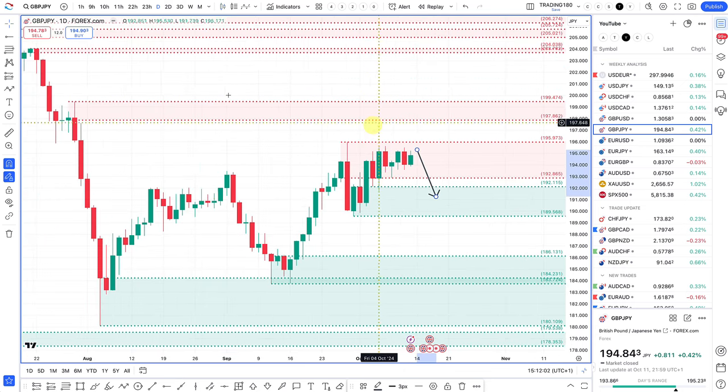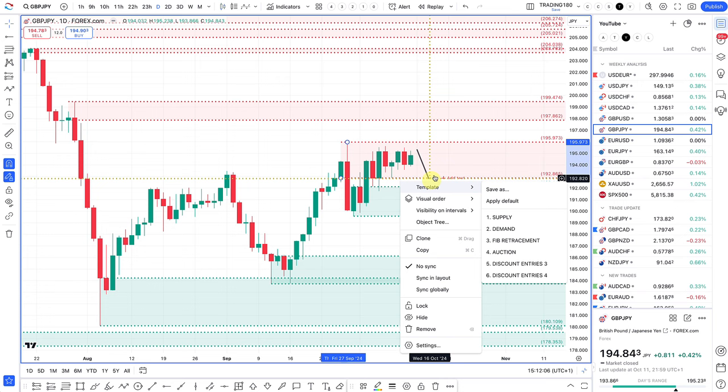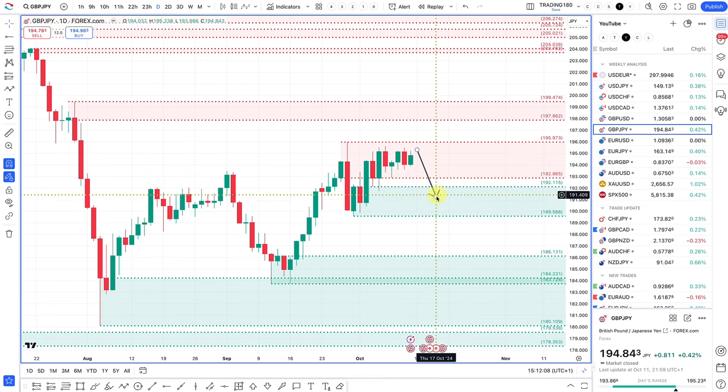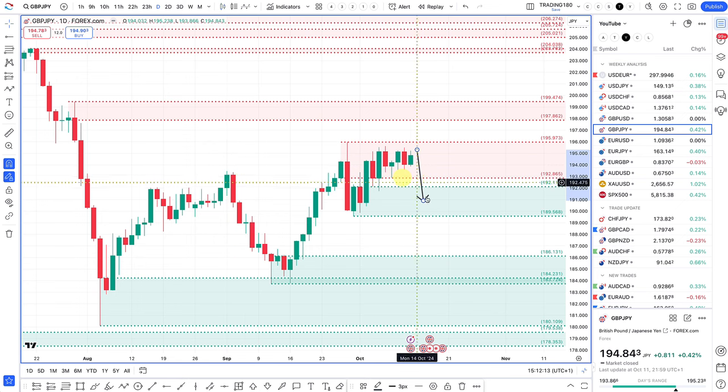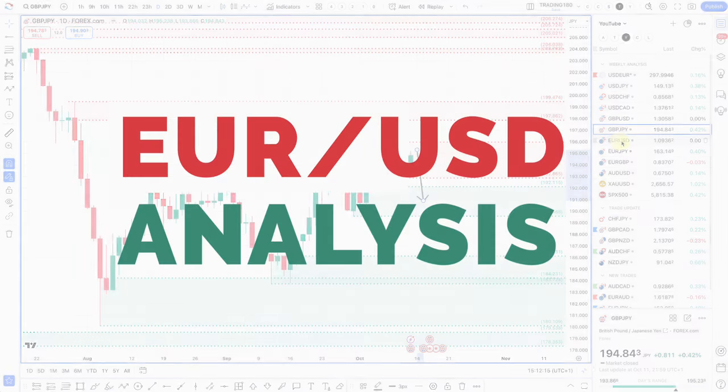If you're looking for buy trades, and data comes out supporting pound buys, then you really have to wait for more of a pullback into a demand zone before looking for a long trade.